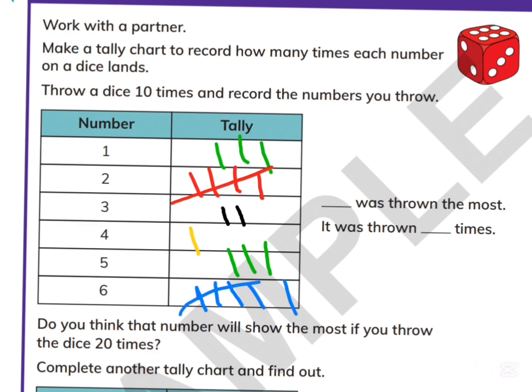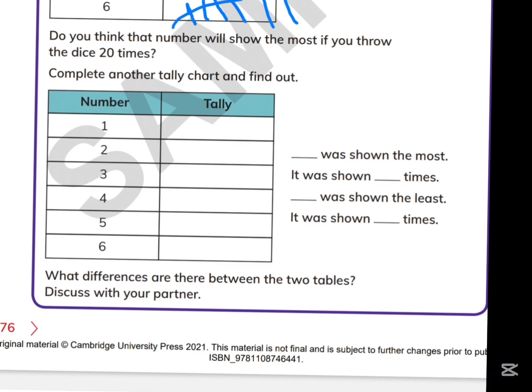So which one has thrown the most? It was thrown dash times. Means 6 was thrown the most and this was thrown 7 times. We should do 7 times so that there must be difference. 7 times, and it has thrown 7 times. Okay, it should be the answer. It should be right like this. Stop the video and write the answer.